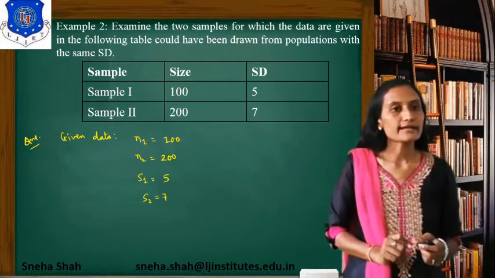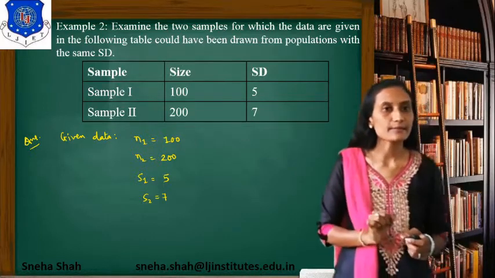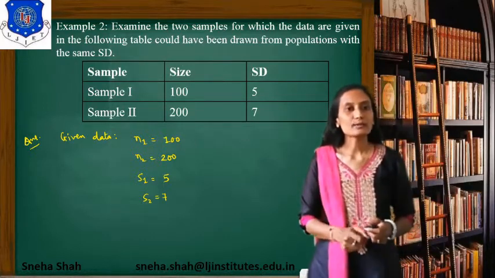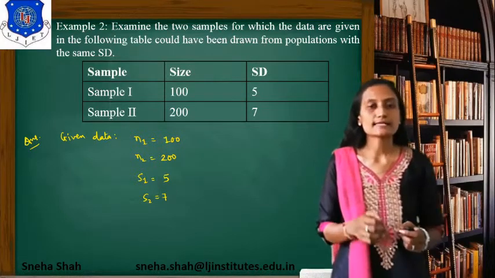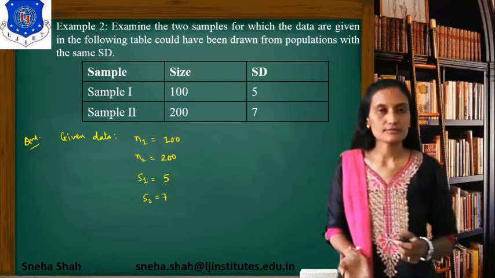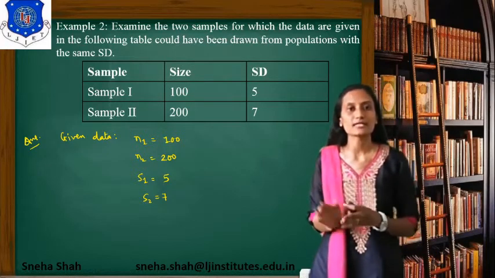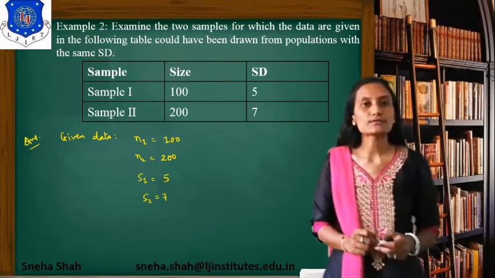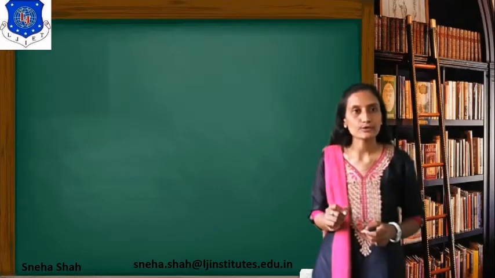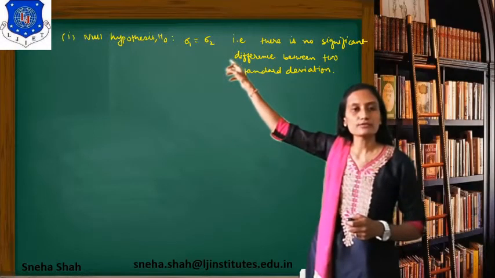Now you have to find out whether these two standard deviations are the same or not. So we start with the null hypothesis. What is the null hypothesis? The null hypothesis is one kind of assumption. In this, first of all, we assume that the two standard deviations are the same. So we represent the null hypothesis as H0, and in this we define sigma 1 equals sigma 2.